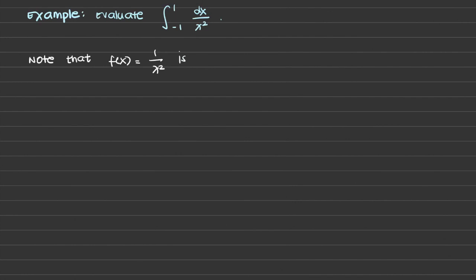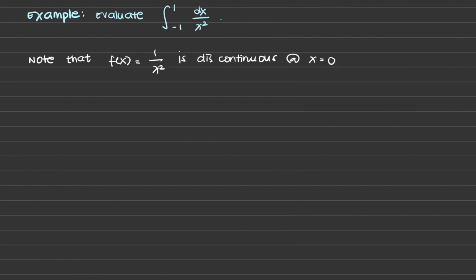For next example, let's evaluate this integral ng 1 over x squared dx from negative 1 to 1. So note na yung 1 over x squared na function natin, meron siyang discontinuity at 0 and that lies between negative 1 and 1. So gagawin natin yung number 3. So again, hatiin natin siya sa may 0 and then i-rewrite natin each part as a limit.